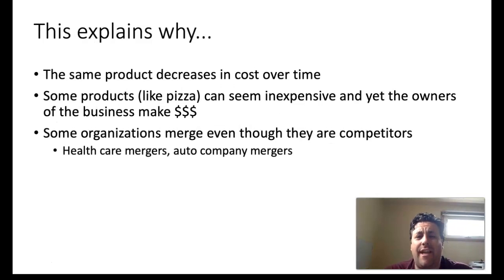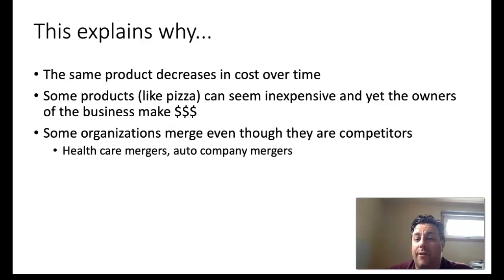So economies of scale explain why the same product can decrease in cost over time. Oftentimes new technology, when it emerges, is very expensive. Electric cars are a good example. The first ones were very, very expensive. And although they're still pretty darn expensive, they are coming down in cost. And that's simply because the economies of scale are building up.